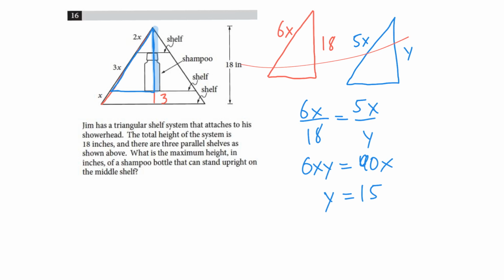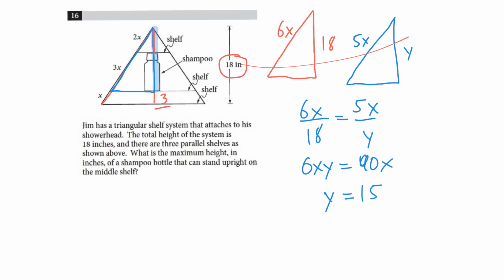Well, if we know this is 3 down here, if we can figure out what this top piece is, then we can subtract both of those from the total of 18, and that'll tell us the height of the bottle.